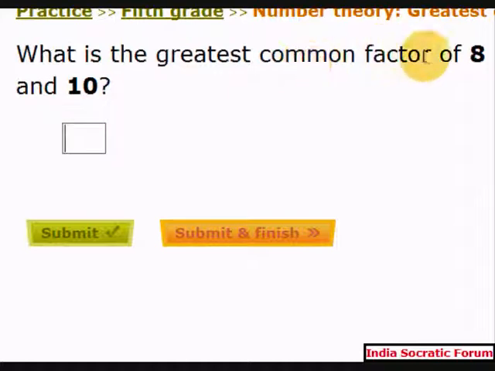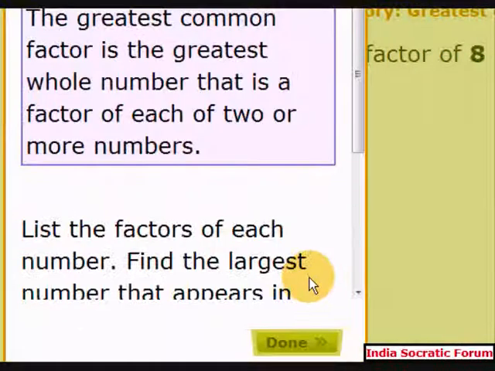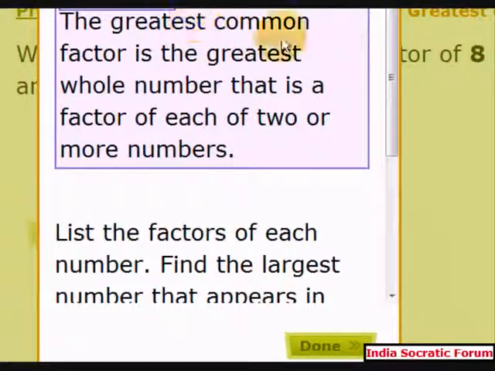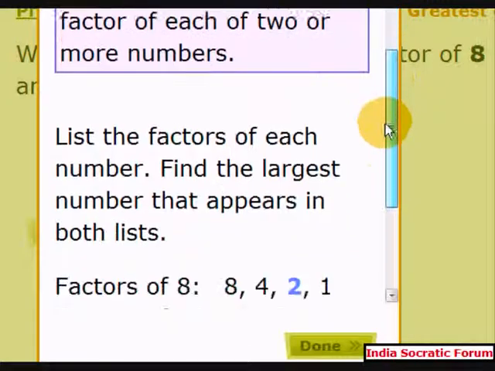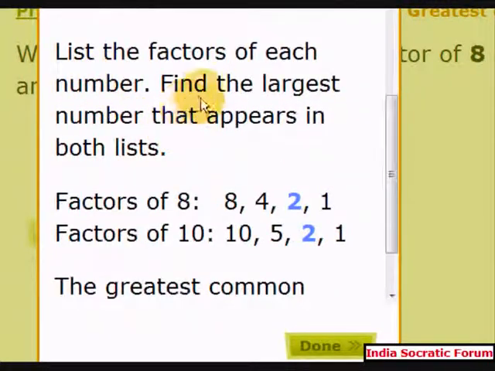What is the greatest common factor of 8 and 10? What is GCF, greatest common factor of 8 and 10? Answer is 2. You know why? The greatest common factor is the greatest whole number that is a factor of each of two or more numbers. Read this loud. List the factors of each number. Find the largest number that appears in both lists.